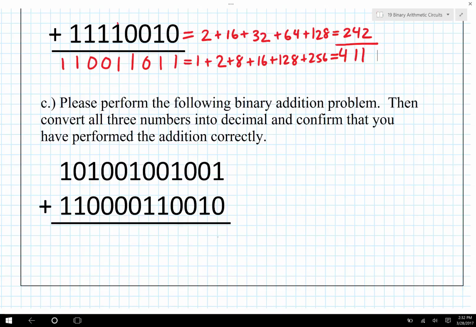So here's 1 plus 0 gives me a 1 with no carry. 0 plus 1 is a 1, no carry. 0 plus 0 is a 0. 1 plus 0 is a 1. 0 plus 1 is a 1. 0 plus 1 is a 1. 1 plus 0 is a 1. 0 plus 0 is a 0. 0 plus 0 is a 0. 1 plus 0 is a 1. 0 plus 1 is a 1. 1 plus 1 is a 0 with a carry of 1, and then that carry comes down.